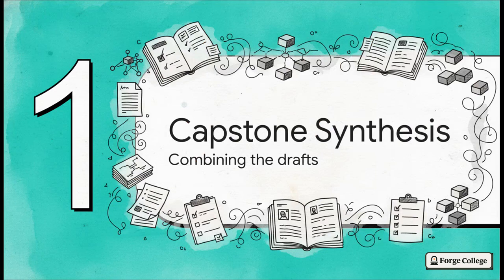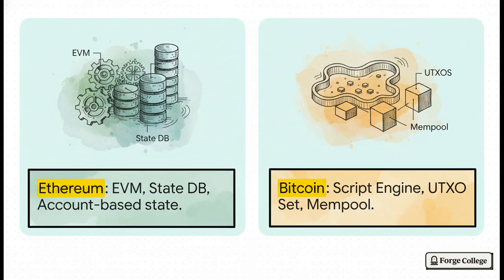Let's combine those drafts. Okay, so let's dive into this. Before we draw any final lines on the page, we need to completely anchor ourselves in exactly what goes on either side of our architectural schematic. Now, on one side, we have Ethereum. Its entire world revolves around an account-based state. So think of that like a dynamically updating ledger. And right alongside that, you have the state DB, and of course, the absolute execution powerhouse, the EVM.